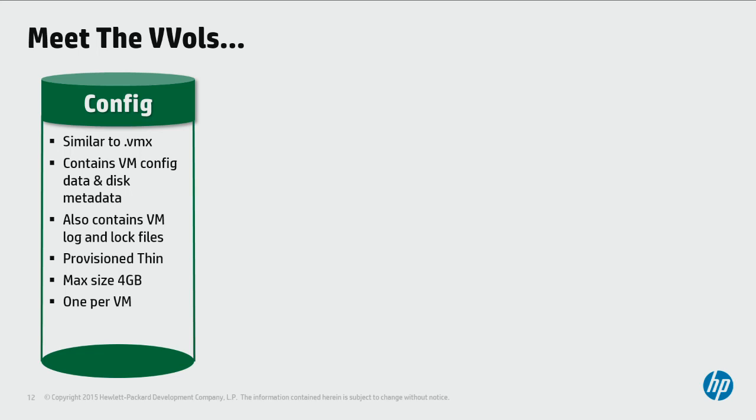It's provision thin. It'll grow as needed. It can grow up to 4 gigabytes. There'll only be one per VM, and that file, as it grows, it'll never exceed that max size. It'll clean up within it to keep it under that 4 gig.